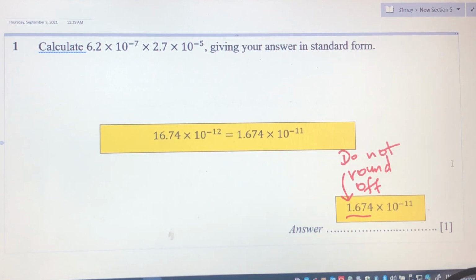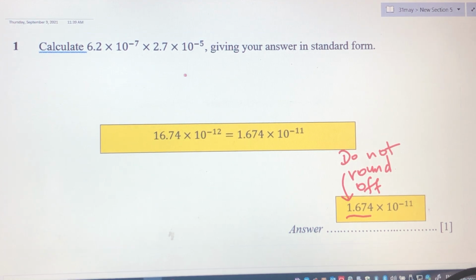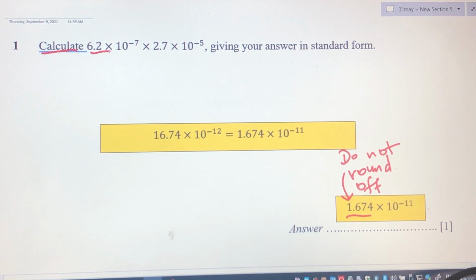Okay, I'm going to go through the corrections with you now for the E-Maths Prelim Paper 1. We'll do E-Maths Paper 1, then Paper 2, followed by A-Maths Paper 1, Paper 2. Alright, now let's begin. If you look at this particular question, they ask you to calculate this.